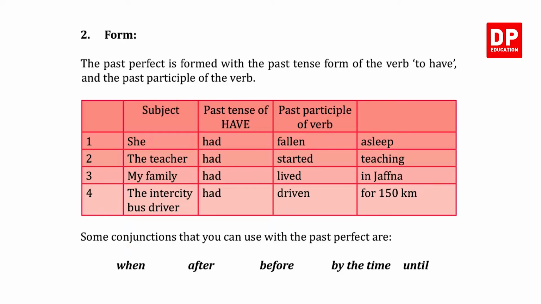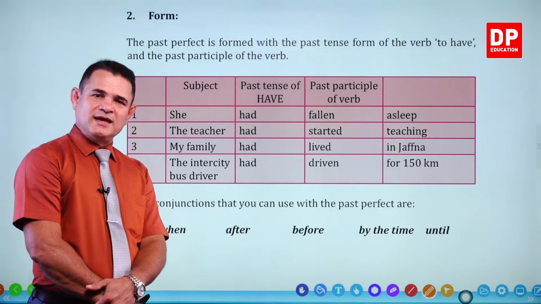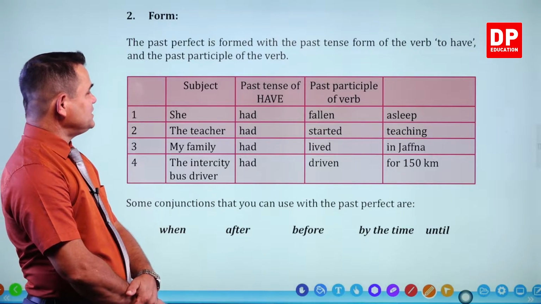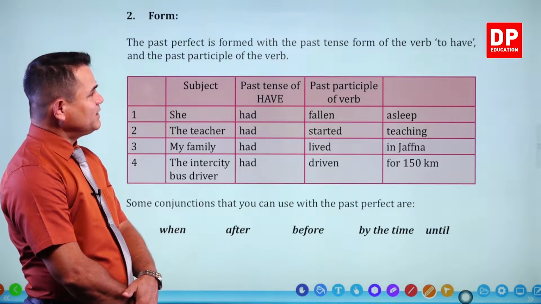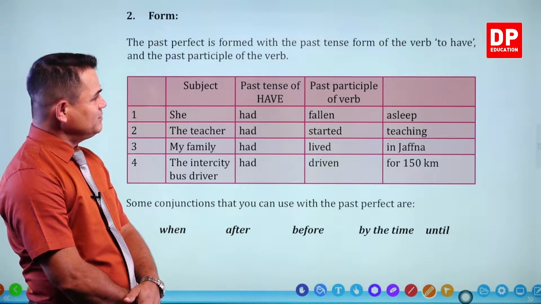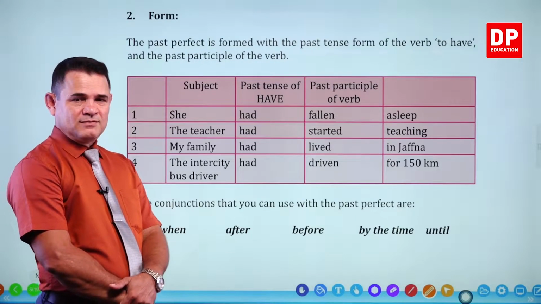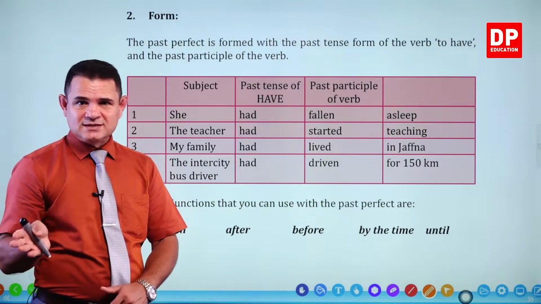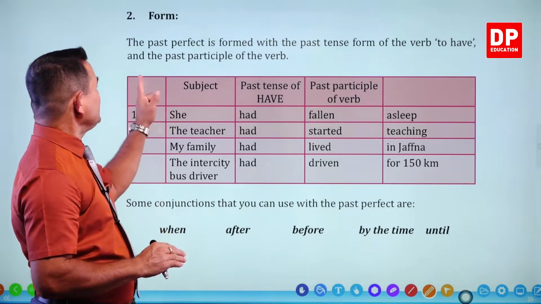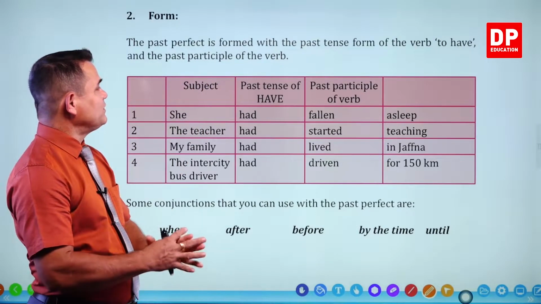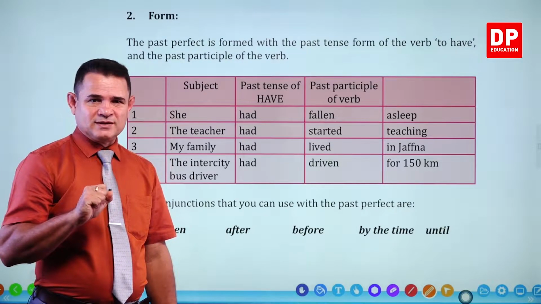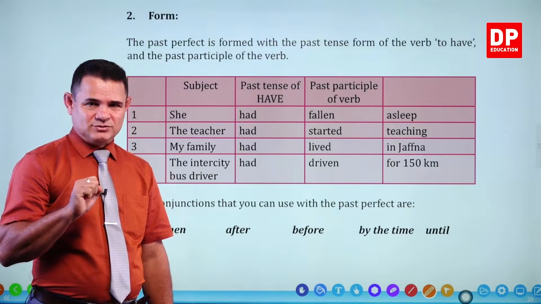And now the form of the past perfect, how it is formed. Now just have a look at this. The past perfect is formed with the past tense form of the verb to have, and the past participle of the verb. Have in its past tense form is had. Have past tense is had. And the past participle of the verb, the third form. I told you.